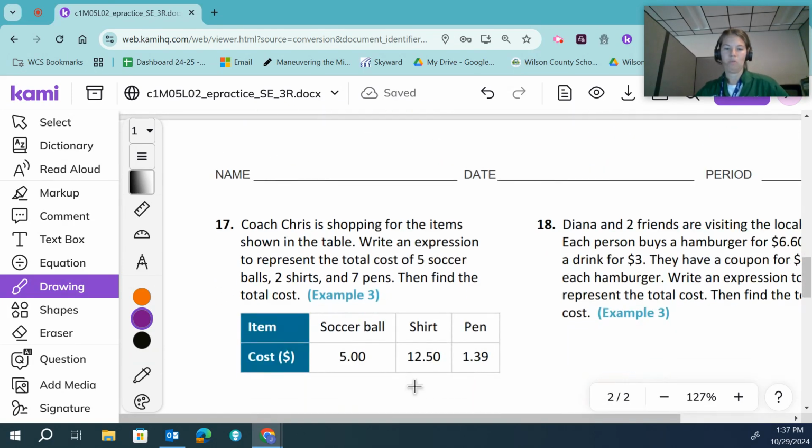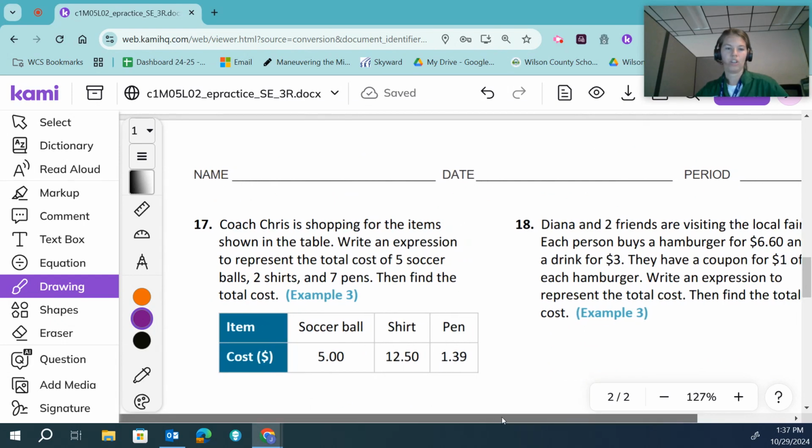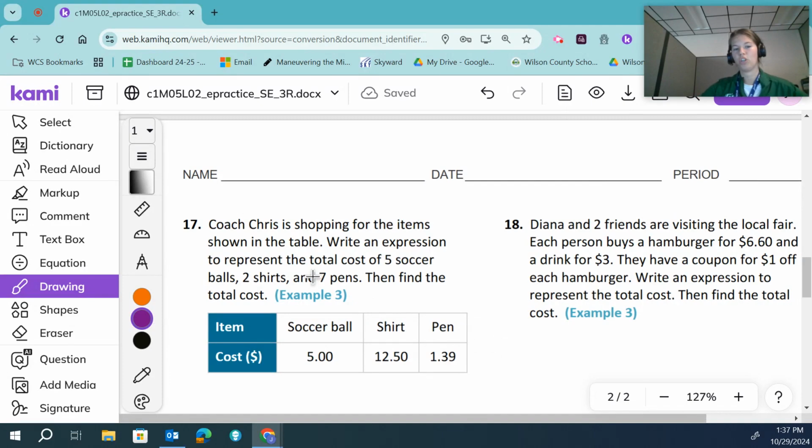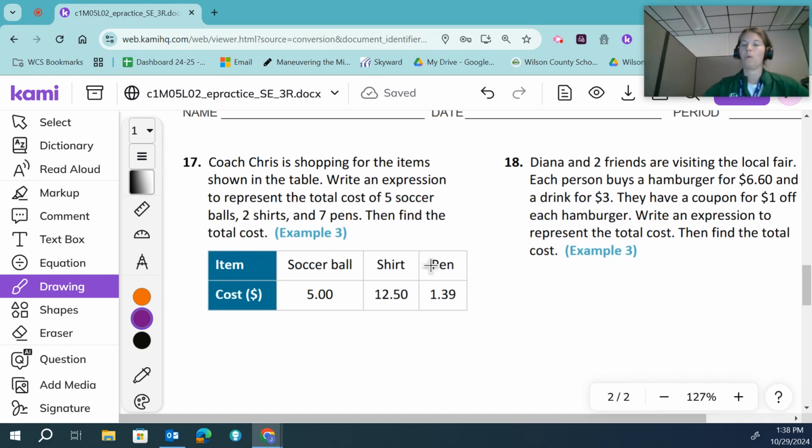Let's take a look at a word problem. Coach Chris is shopping for items shown in the table. Write an expression to represent the total cost of 5 soccer balls, 2 shirts, and 7 pens. Then find the total cost. An expression is what we've been seeing. It's all the numbers in our problem. So 5 soccer balls. Each soccer ball costs $5. So we're going to multiply 5 times the number of soccer balls, which is 5. That's going to give me the cost of the soccer balls.